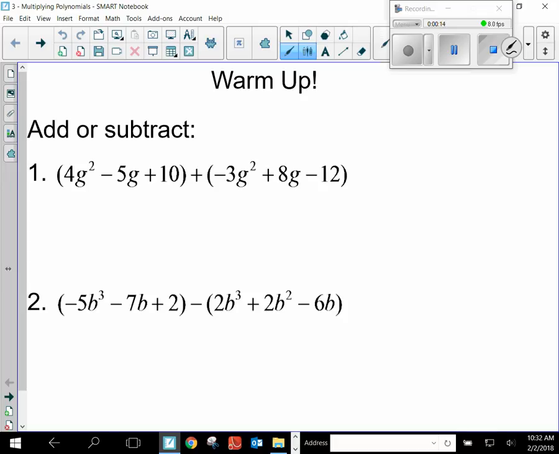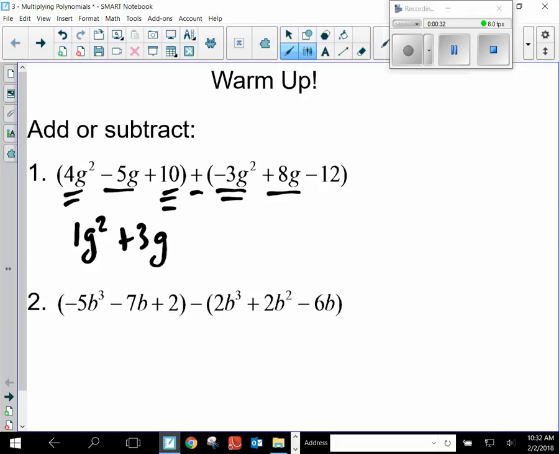I'm going to start right away and solve. Because we're doing addition right here, I just have to combine my like terms. So 4g squared and negative 3g squared gives me 1g squared. Negative 5g plus 8g is positive 3g. 10 plus negative 12 is negative 2, and I'm done with my quadratic trinomial.